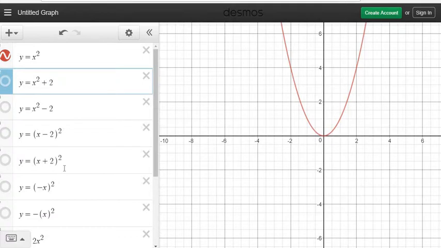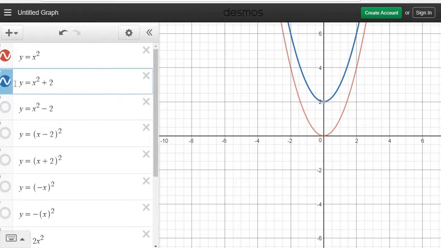So you can see these four right here, x plus 2 squared, x minus 2 squared, x squared minus 2, x squared plus 2. Those all look very similar. This one, though, is taking the y and it's adding to y. So we said before, add to y, go high. This one is adding 2 to y.